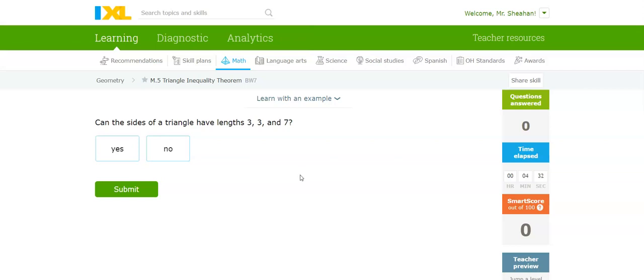Okay guys, so we're going to be looking at the IXL that you guys are going to be doing next week, all about the triangle inequality theorem that we talked about with the Desmos activity. If you're unsure what that means, it just means if we have three given side lengths, can we make a triangle or not?